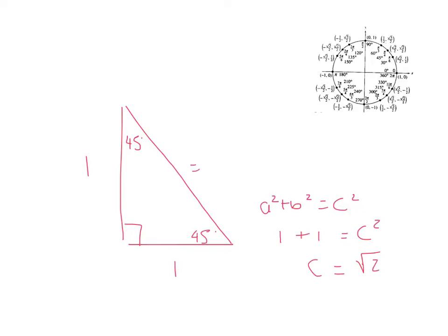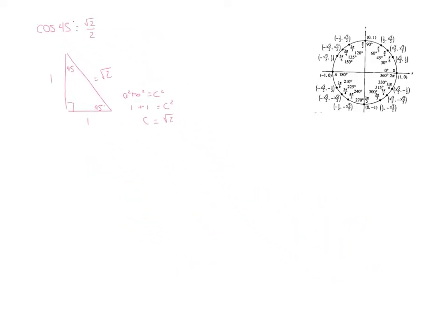Notice that I'm keeping just the positive solution. Why? Because we're talking about distance here. So my hypotenuse is root 2. If I wanted to find the cosine of 45 degrees, cosine is adjacent over hypotenuse. Once I simplify that, I'm going to end up with root 2 over 2. Does everyone agree? And then I can continue that. I can find the sine, the cosine, the tangent.